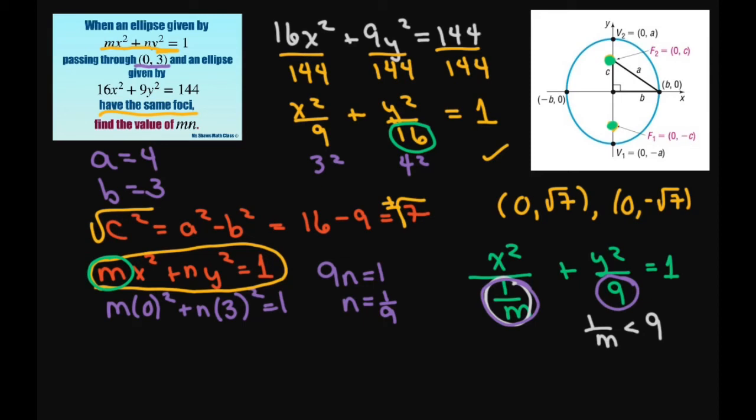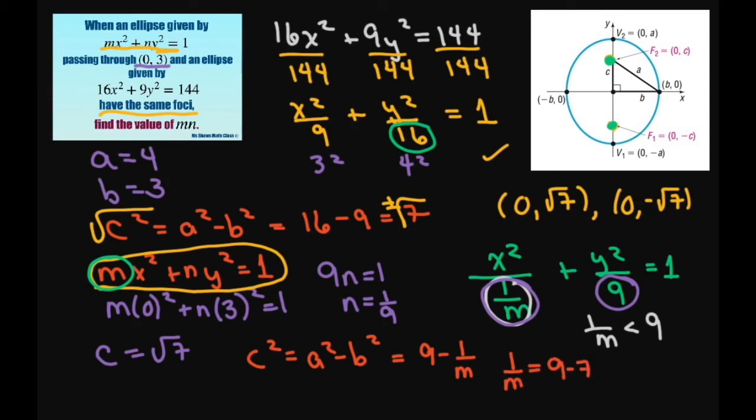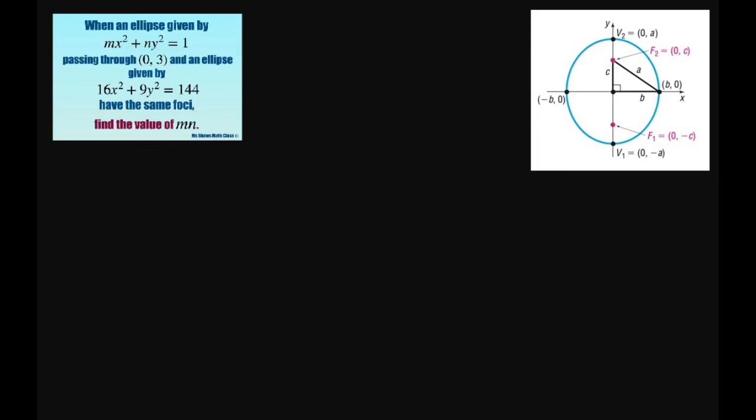Okay, and they have the same focus of c equals square root of 7. Therefore, we can say c squared equals a squared minus b squared. This means I'm going to get 7 equals 9 minus 1 divided by m. That means 1 divided by m equals 9 minus 7, which equals 2. So if 1 divided by m equals 2, then m equals 1/2. And we also had n equals 1/9.